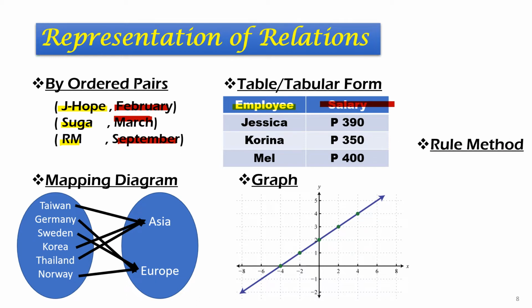And also, we also use the rule method. Okay? So in the rule method, we are going to generate a rule. For example, y is equal to 2x plus 1. So we are going to use this equation in finding the values of the x and y. For example, another example, y is equal to negative x plus 10.